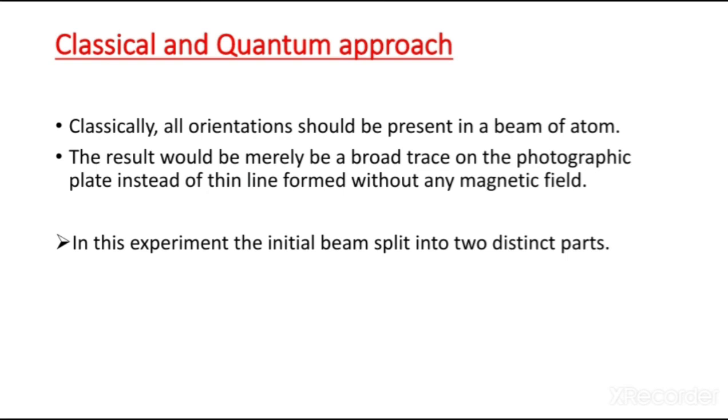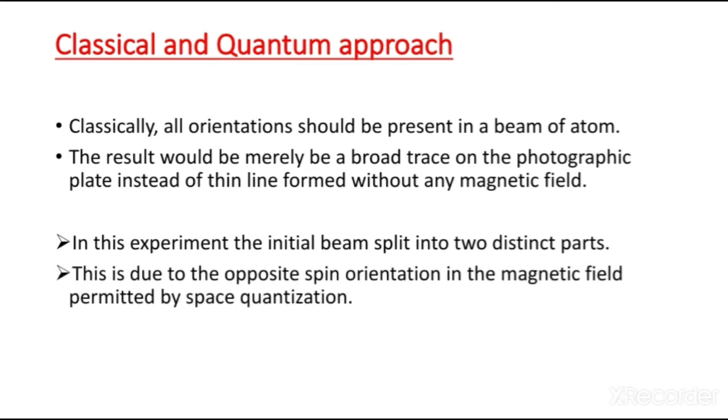The initial beam in this experiment split into two distinct parts. This is due to the opposite spin orientations in the magnetic field permitted by the space quantization. So that's all about the experiment.